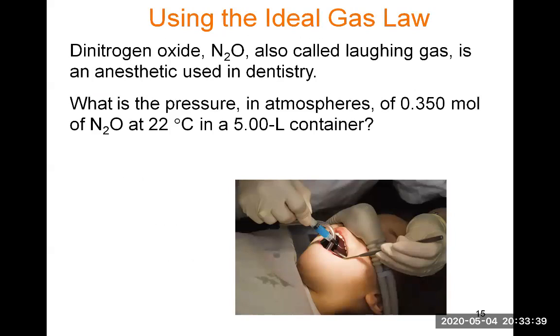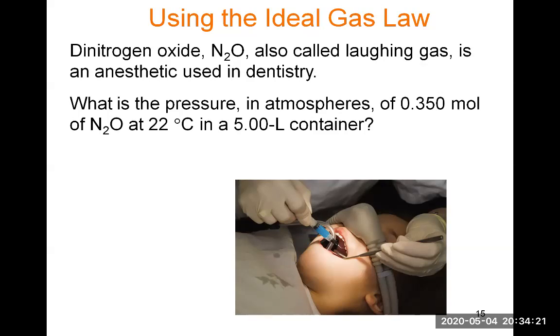We'll go through an example here that is using dinitrogen oxide, N2O, which is also called laughing gas, an anesthetic used in dentistry. The question is asking: what is the pressure in atmospheres of 0.350 moles of N2O at 22 degrees Celsius in a 5.00 liter container? In that text, there are many variables that are given.